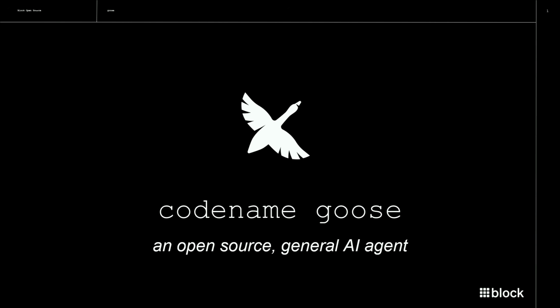But with that, I'm Brad Axon, and I'm a principal engineer at Block, which you probably know better as the company that has Square and Cash App and TIDAL. And for the last couple of years, I've been working on AI, and I'm going to be talking about a project of ours called Codename Goose, which is an open source general purpose AI agent.